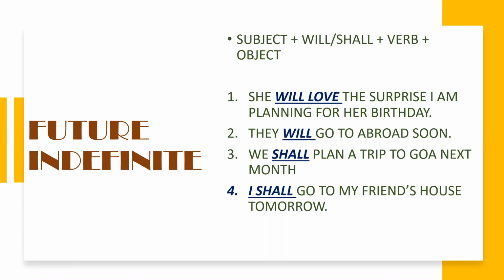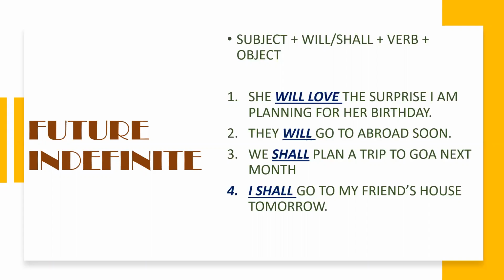Then comes future indefinite tense or simple future tense. Subject के साथ में will, shall लगाना यहाँ पे compulsory है, so that we can express that it is a future tense. She will love the surprise I am planning for her birthday. They will go abroad soon.